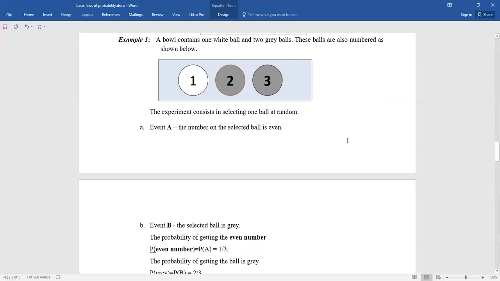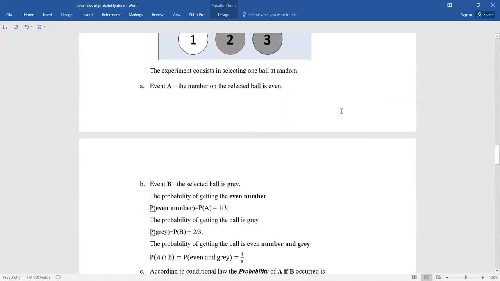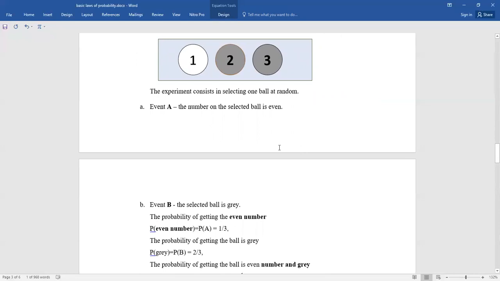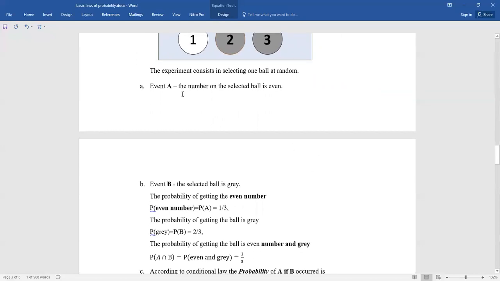So here we can do a lot of questions. A ball is selected, one ball from this. A is the event that the selected ball has an even number, and B is the event that the selected ball is gray. We can define the event as something we want to get. So event A is that the number of the selected ball is even, and B is that the selected ball is gray.